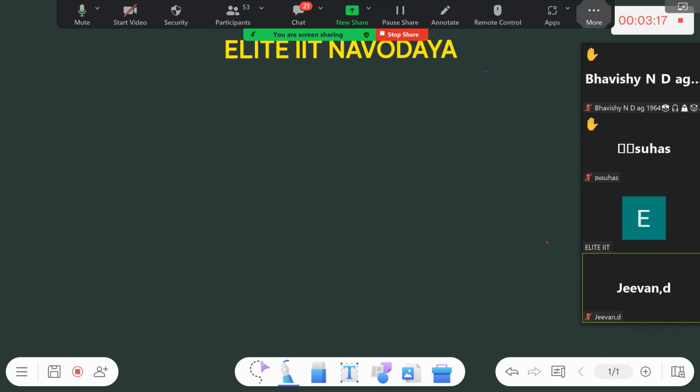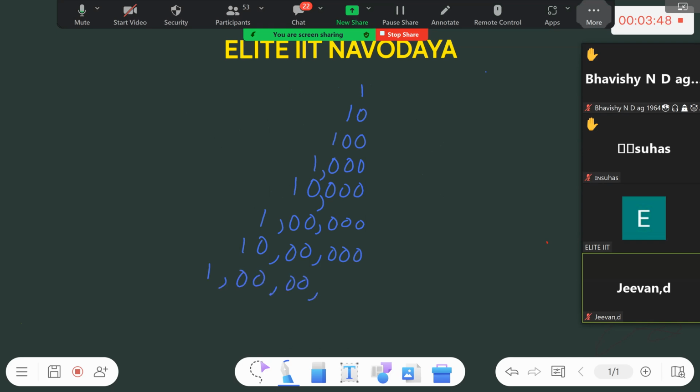So, in Indian system, how do you denote the numbers? This is simply ones, we know, isn't it? This is 10. Then comes 100. 1,000. Slowly, 10,000. Then comes 1 lakh, isn't it? Everybody knows it. This is 1 crore. Then we have 10 crore, right?